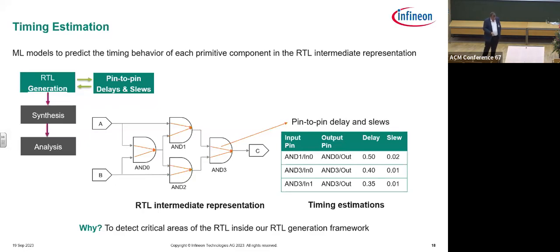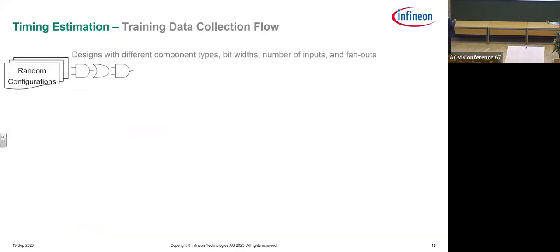So how do we do timing estimation? What do we need? As I said, we do block-based STA. Block-based STA, as said, is linear time complexity. It's the shortest or longest path problem on an acyclic graph. So this is straightforward, easy. So what do we do? We have random configurations. We generate those.